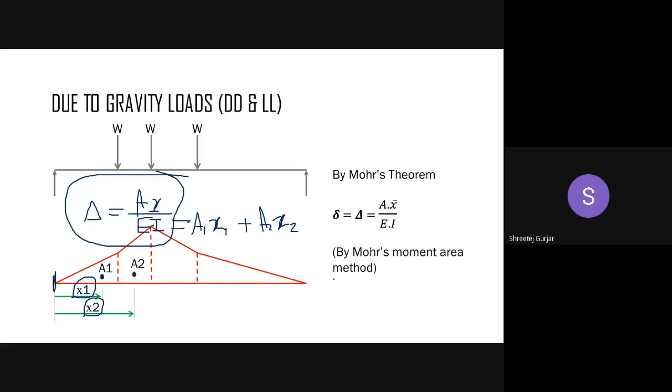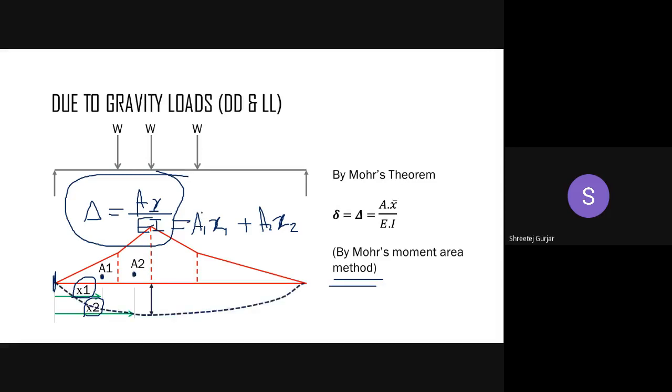So this is our moment area method which we will be using to calculate delta if a random beam is given, any beam which is not standard. You have to draw your bending moment diagram and you can calculate delta by using Moore's theorem, the moment area method.